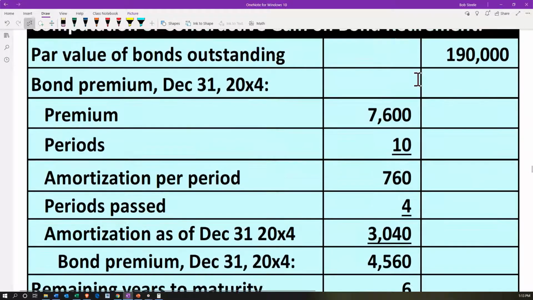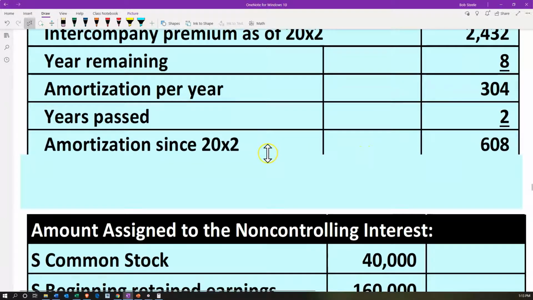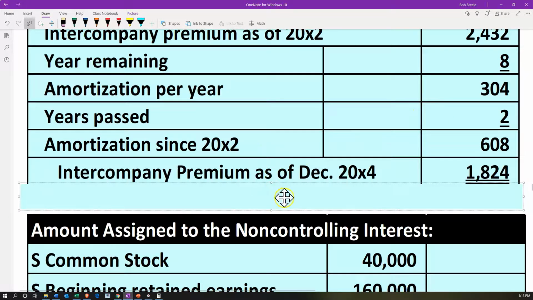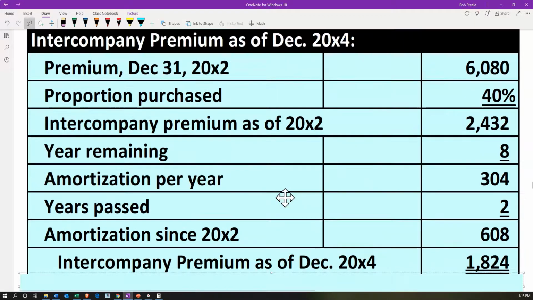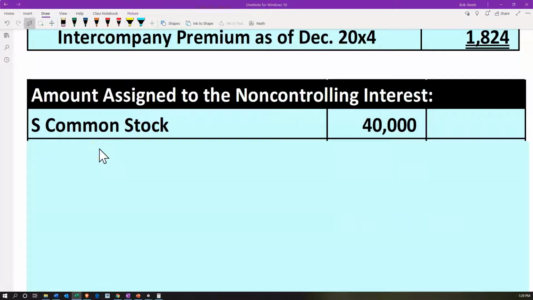So we got X3 and X4. It's been 2 years. So that means that the amortization since 2000X2 is going to be that times 2, or 608. Then the Intercompany Premium as of December 2000X4 is going to be the 2,432 minus the 608. And that'll give us the 1,824. The amount assigned to the non-controlling interest is our next calculation we'll be taking a look at.